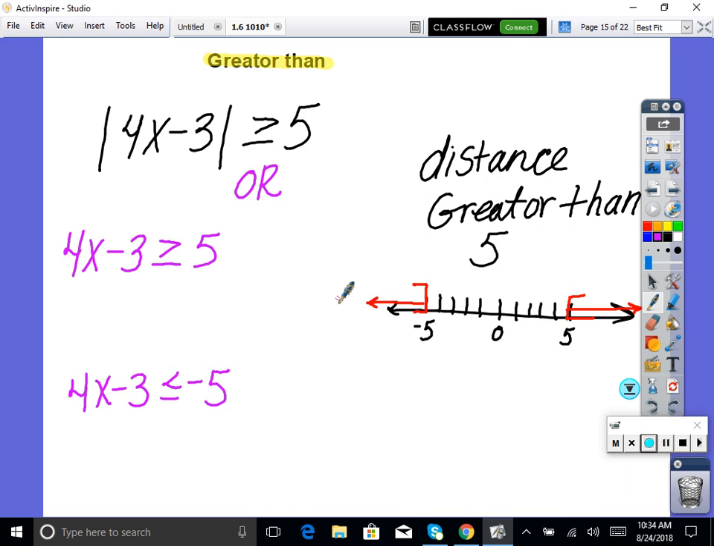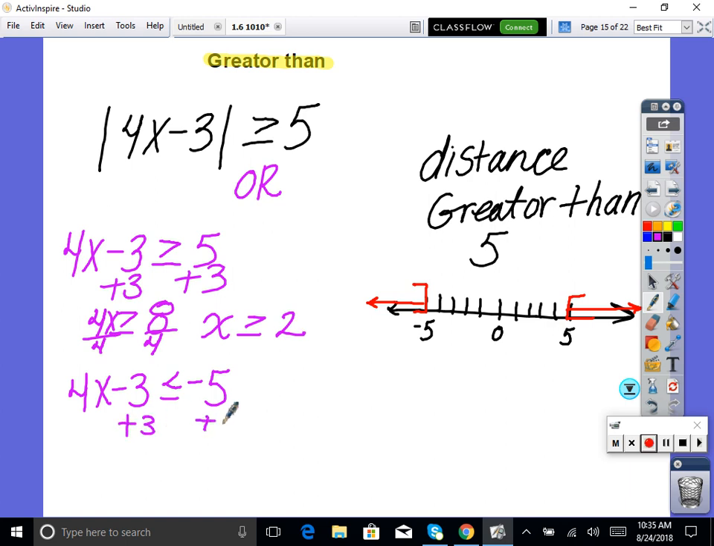Okay, so you would say we have 4x minus 3 is greater than or equal to 5, and we also have 4x minus 3 is less than or equal to negative 5. You have to change the sign, do you see how it's split? Then solve each. Add 3, add 3. 4x is greater than or equal to 8, divide by 4. So any x value greater than or equal to 2.